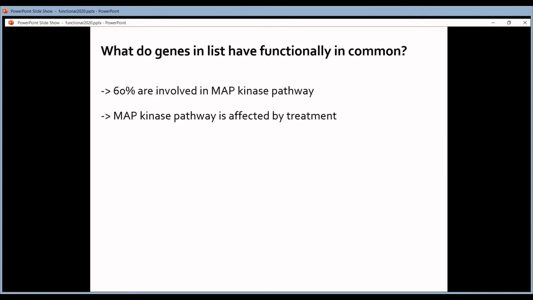So we will see what the genes in the list have functionally in common. For instance, if 60% of the genes in the list are all involved in the MAP kinase pathway, then you can assume that this pathway is playing an important role in the treatment that you did in your experiment. By going from genes to pathways, you make biological interpretation much simpler. You just look at which pathways are occurring a lot in my list. These are the pathways that are playing a role in the conditions that I have studied in my experiment.